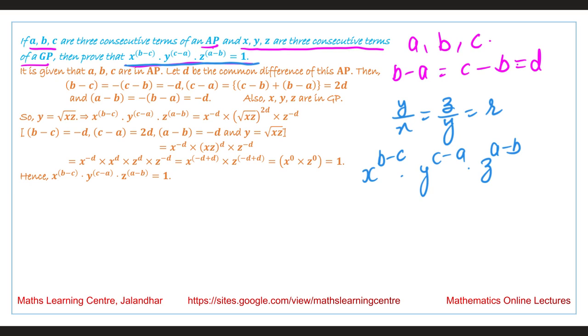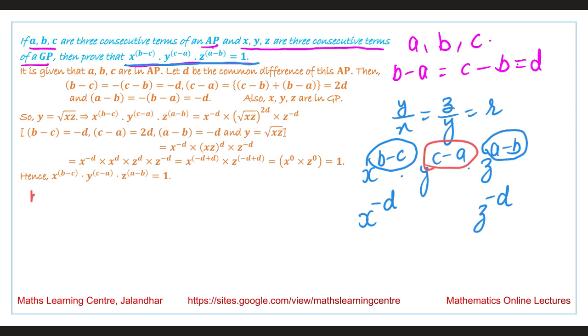So if we look at this value A minus B, we are getting Z raised to the power minus D. Now this value B minus C is minus D, so it is X raised to the power minus D. Now we require the value of C minus A. We have B minus A is equal to D, C minus B is equal to D. If we add both these equations, we obtain C minus A is equal to 2D. So from this result we are getting Y raised to the power 2D.